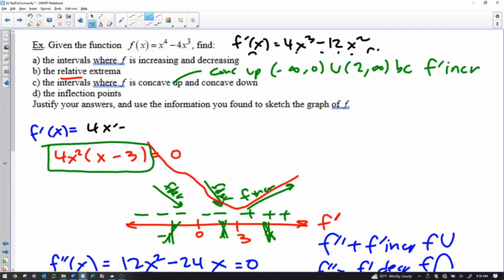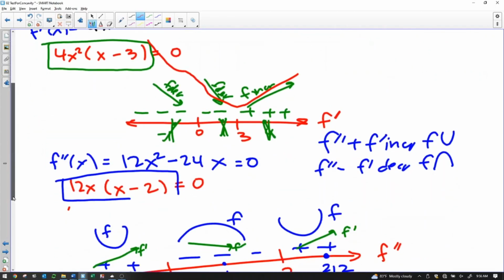Yeah, you got to do it in terms of f prime, because f prime is increasing, okay? For concave down, again, guys, don't just write "concave down." Please don't just put an intersection symbol, okay? And that will be between 0 and 2. And what is the justification for concave down? F prime decreasing. When f is concave down, f prime is decreasing.